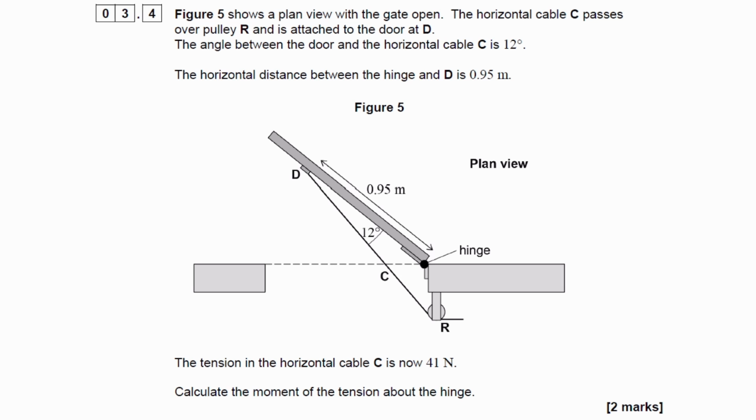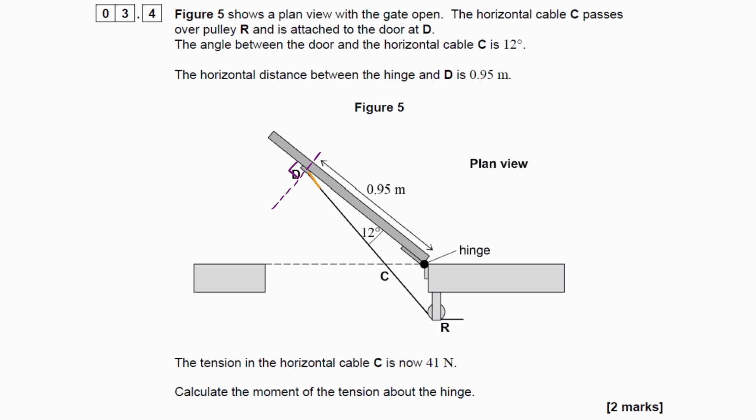Another way that we can do this is to resolve the force perpendicular to the door. So this line is perpendicular to the door. Resolve the tension force in that direction and multiply that by the distance that we have from the hinge to point D. Either method is fine. I'm going to use the second method.